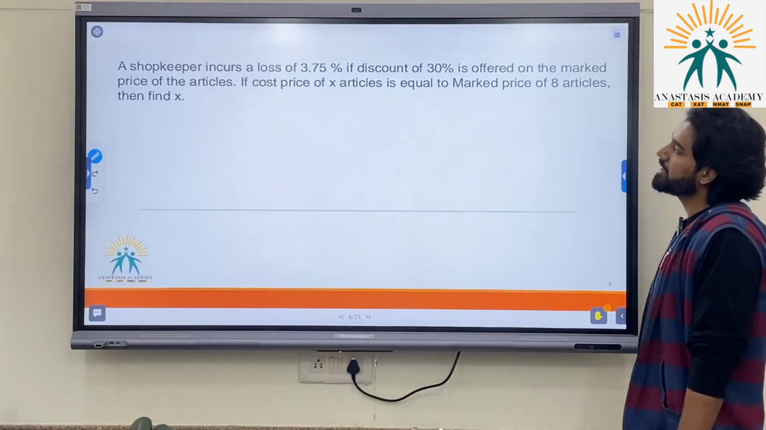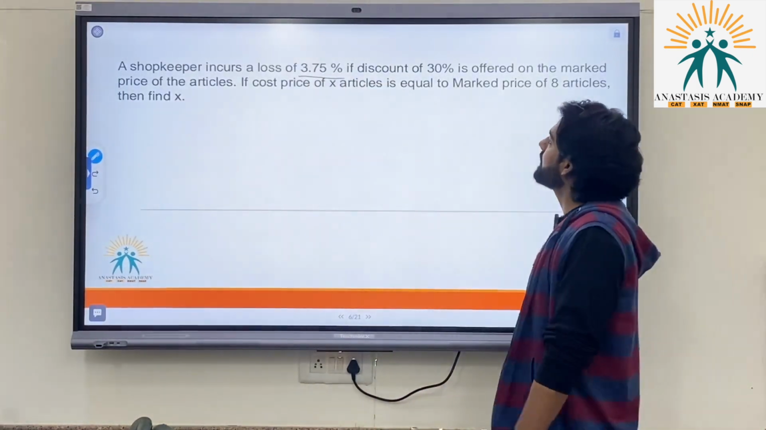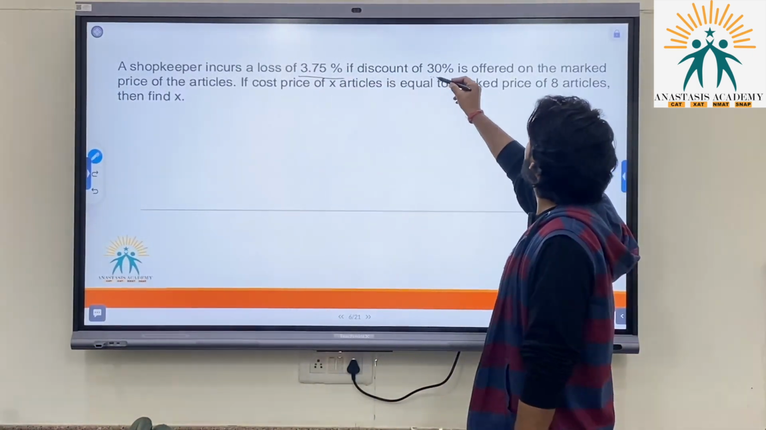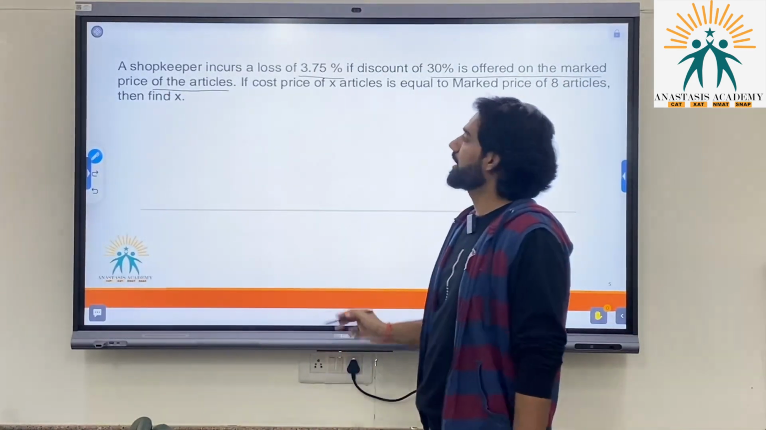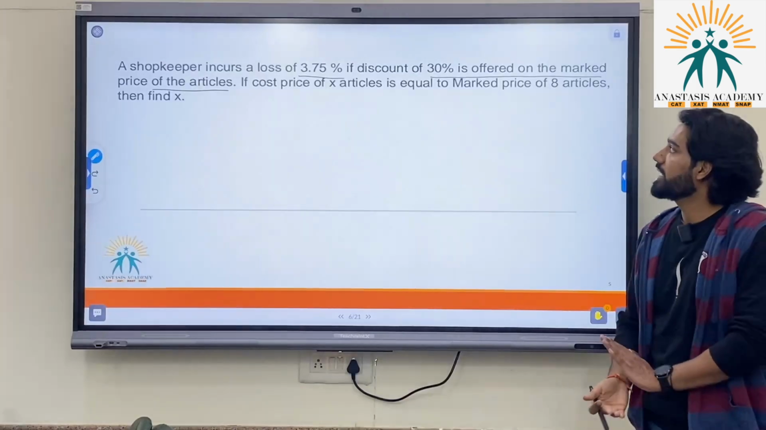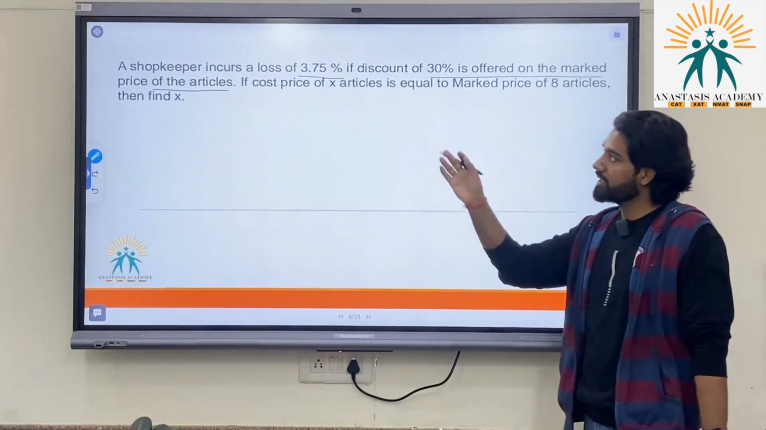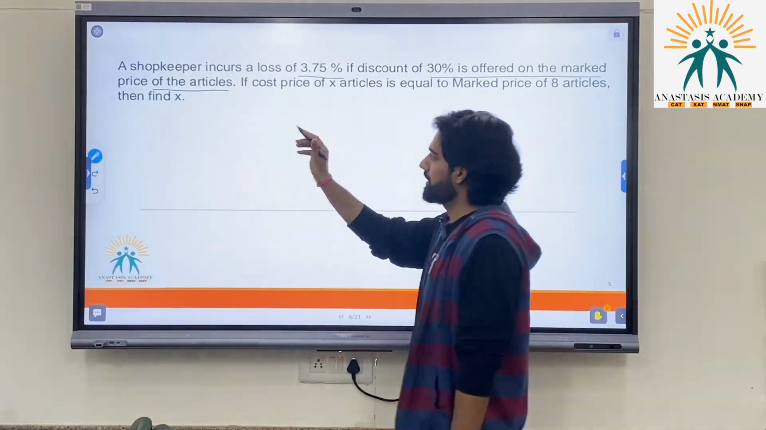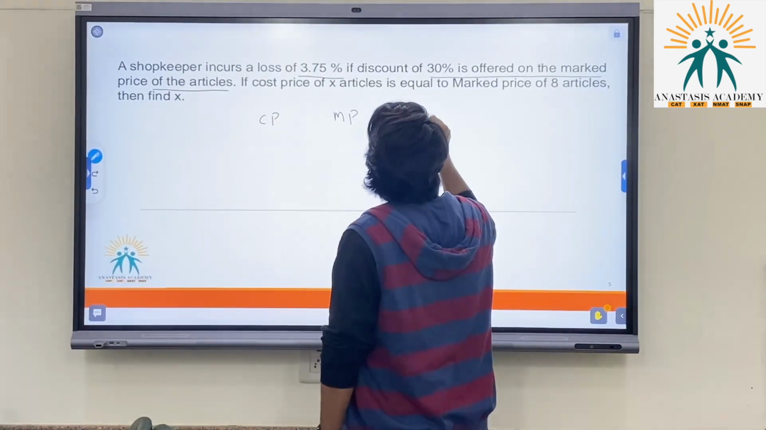A shopkeeper incurs a loss of 3.75% if a discount of 30% is offered on the marked price of the articles. Okay, so the shopkeeper is giving 30% discount and he incurs a loss of 3.75%. So let's just see CP, MP and SP.